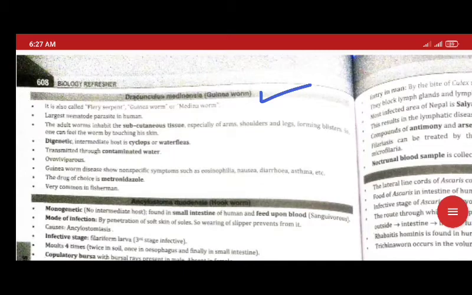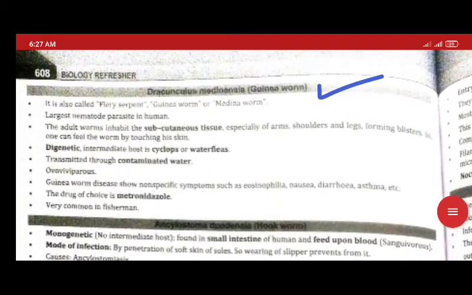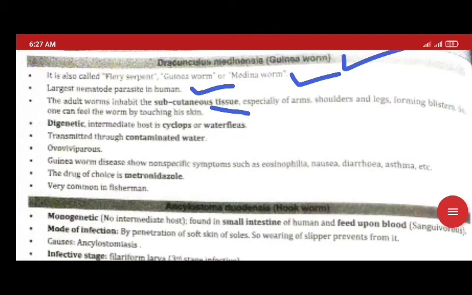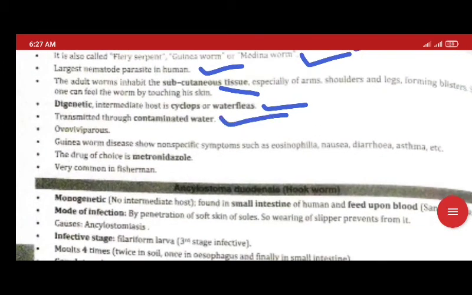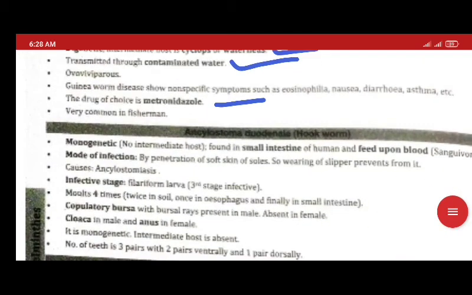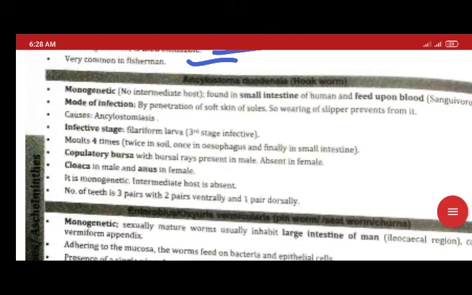Next is the Guinea worm, known as the medina worm. It is the largest nematode in humans. It also infects subcutaneous tissue like the eye worm. This is digenetic and transmitted through contaminated water. For correcting this, we need the drug metronidazole. It is very common in fishermen due to water.